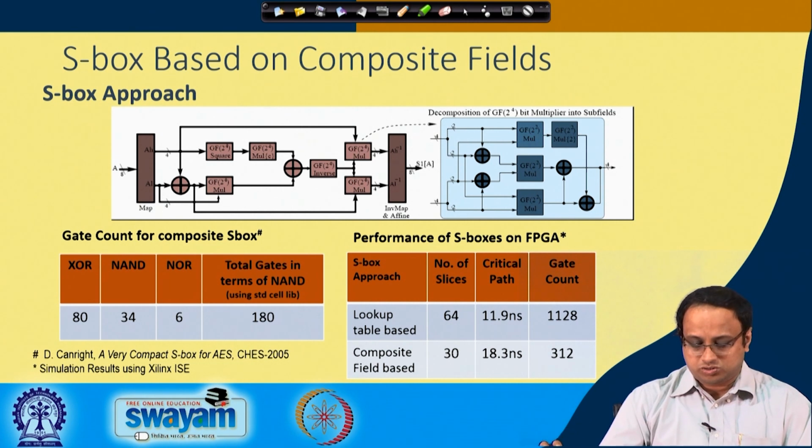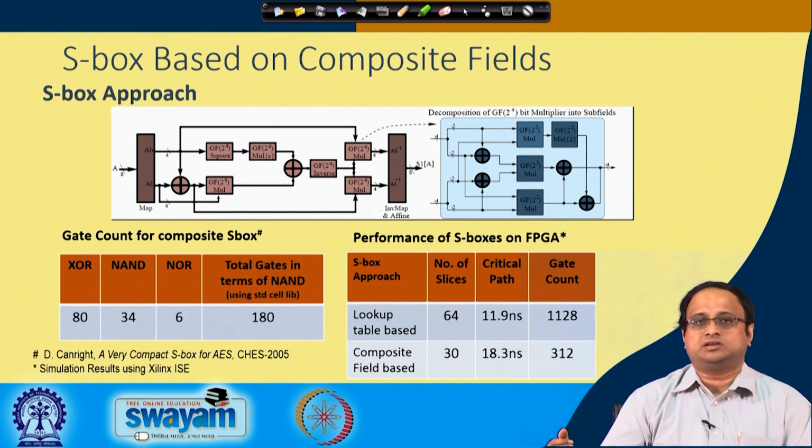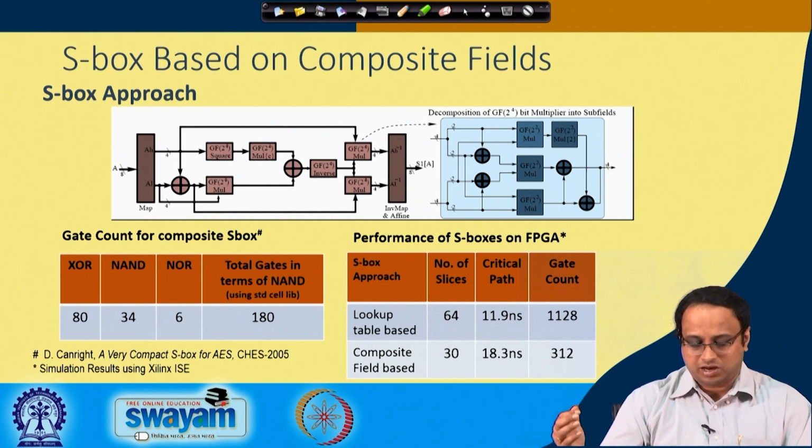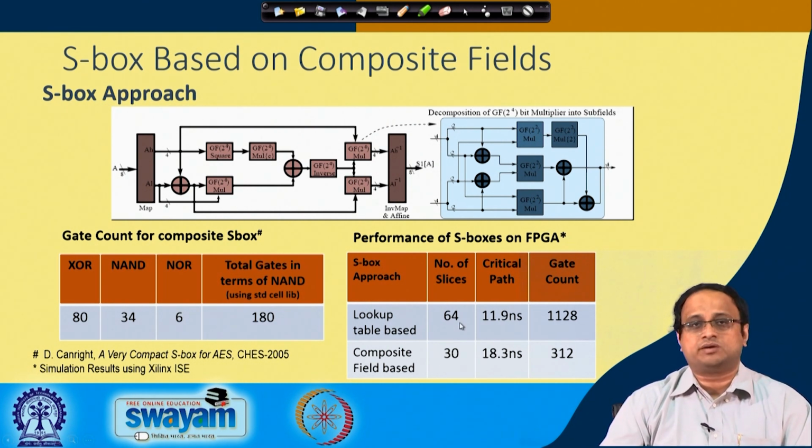So of course there is an increase in the critical path delay, but I believe we should appreciate that there is a significant reduction in the number of gates required for this design. For example, the gate count here has diminished from say 1128 to only 312. That is a phenomenal decrease in gate counts.